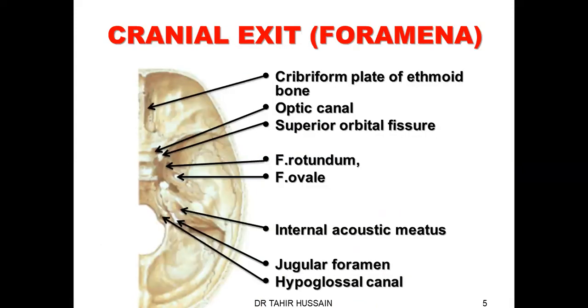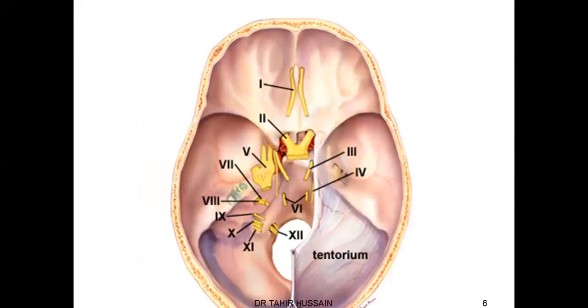These are the foramina. We are not concerned with the cribriform plate of the ethmoid bone for the filaments of the olfactory nerve, but we are concerned with the optic canal for the optic nerve, the second cranial nerve. We are not concerned with the superior orbital fissure, foramen rotundum and foramen ovale. Internal acoustic meatus. Here is the petrous temporal bone. This is the internal acoustic meatus for the eighth cranial nerve, and here is the hypoglossal canal for the 12th cranial nerve, and here is the jugular foramen for 9th, 10th, and 11th cranial nerves.